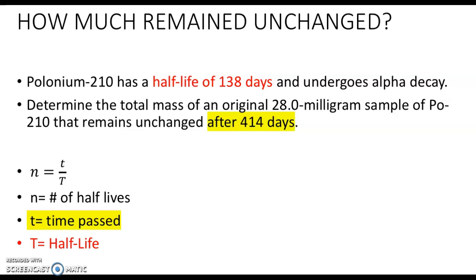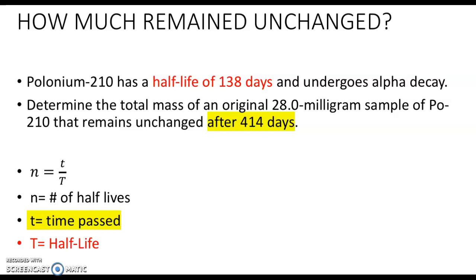On the left-hand side, I have my key. I have the only formula that I'm going to be using, which is n equals little t over big T. Then I'm letting you know what our variables stand for. N equals the number of half-lives. That will always be written in black. Little t is the time passed. I will always highlight that in the problem. And then big T represents our actual half-life. It will always be written in red.